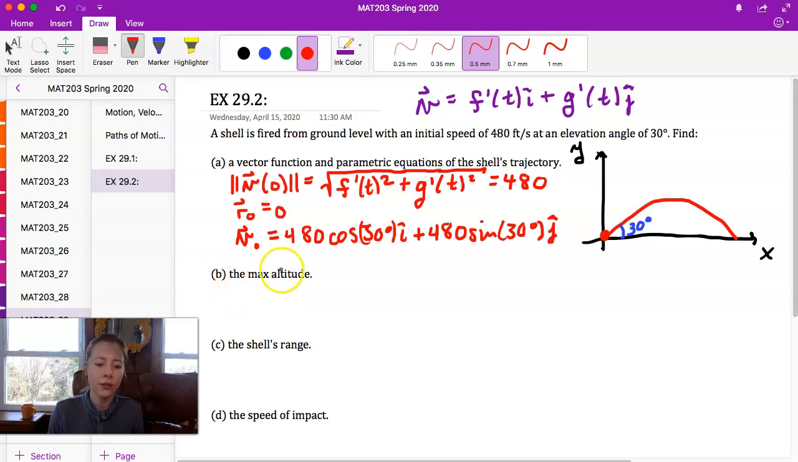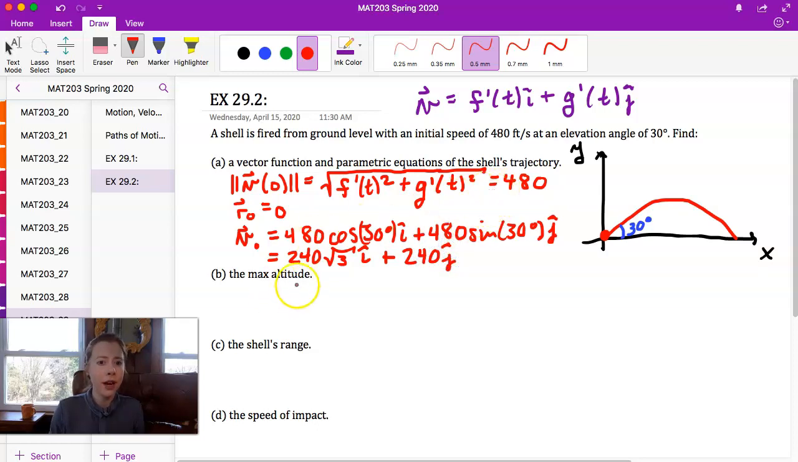Okay, so now we end up getting that our initial velocity is going to be equal to 240 times the square root of 3 i hat, right? Because cosine 30, if you remember, is the square root of 3 over 2, plus sine of 30 is just going to be 1/2, so 240 j hat.